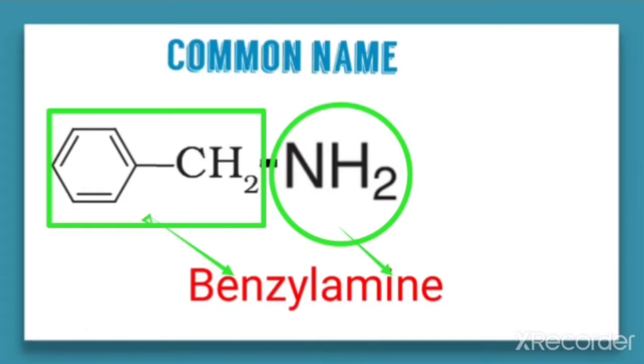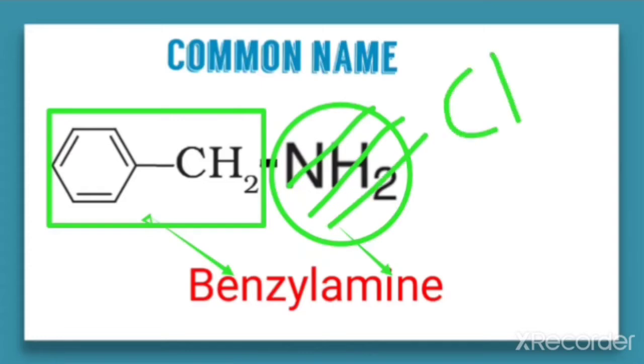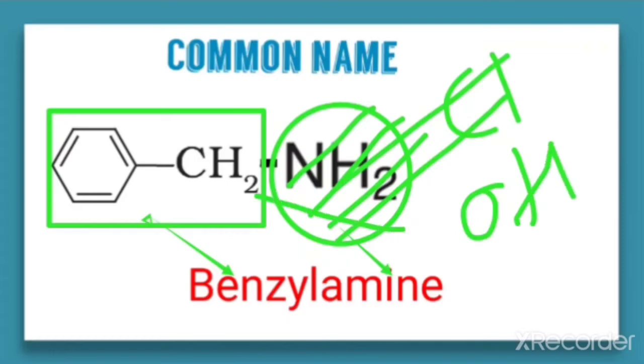If you remember, we have already learned benzyl chloride, benzyl alcohol. In the case of benzyl chloride, here it is Cl. But in the case of benzyl alcohol, it is OH here. That is, C6H5CH2OH is benzyl alcohol. C6H5CH2Cl is benzyl chloride. So write this structure, that is called benzylamine.